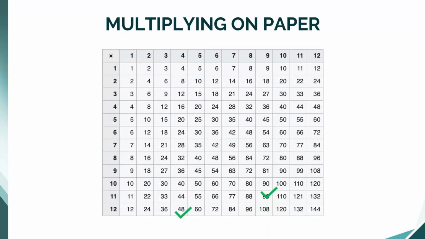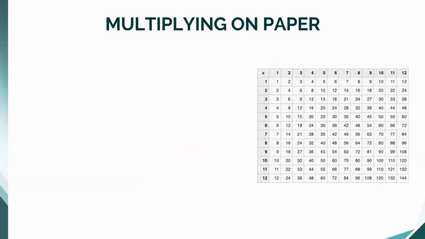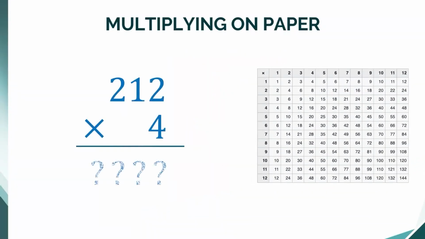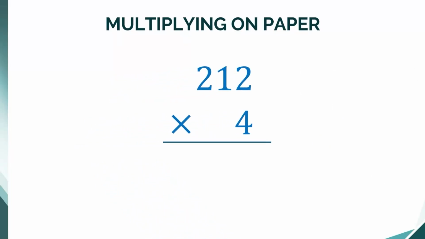99. What is 6 times 4? 24. What is 12 times 5? 60. These are things you, of course, want to memorize. But what if you want to do 212 times 4? If you want to do this on paper, there are rules you can follow. So let's use this pretty straightforward example to show how it works.